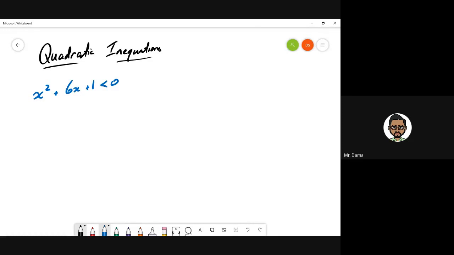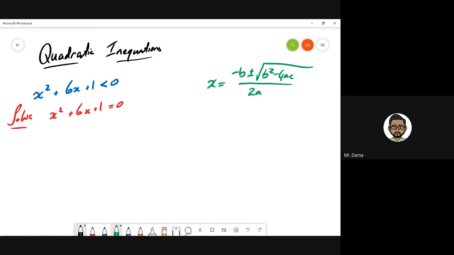And so what I'm going to do is solve this quadratic first. And we know how to solve quadratics, and we use the quadratic formula. So, recalling that our quadratic formula is x equals negative b plus or minus the square root of b squared minus 4ac all over 2a, what we can do is find out what a, b, and c are. So, a is 1, b is 6, and c is 1. I'm going to substitute them, and we'll solve this quadratic. So here goes.